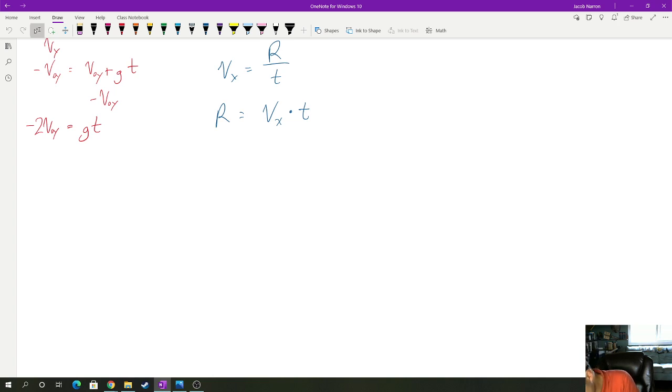Let's go ahead and divide over g. And when we do that, the g goes away. Isn't that great? And so we end up getting t, let me rewrite this and clean it up, is equal to negative 2 v naught y over g. All right, so t equals negative 2 v naught y over g.